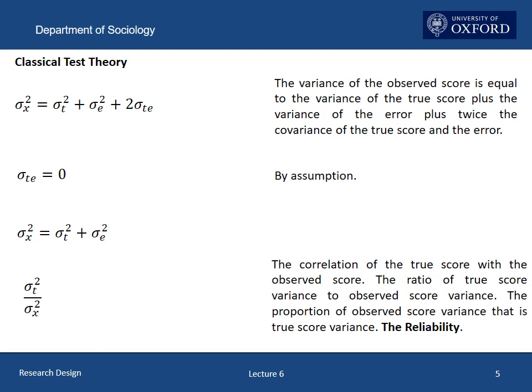It's now easy to define the correlation between the true score and the observed score. It is simply the ratio of the variance of the former to the variance of the latter. If there is no error variance, then there is a perfect correlation between the true score and the observed score. As the error variance increases, so the correlation decreases. By convention, we call the correlation between the true score and the observed score the reliability of a measurement.